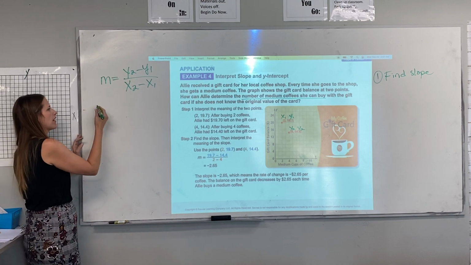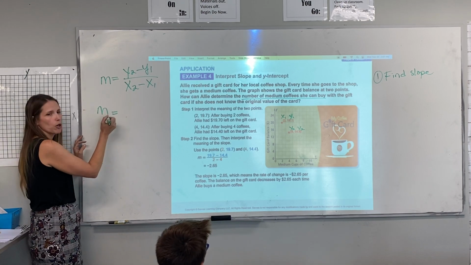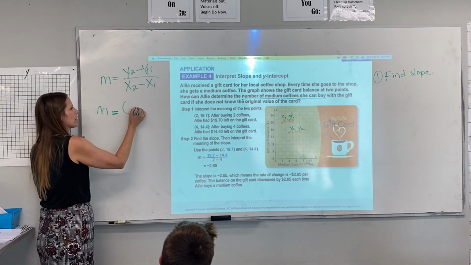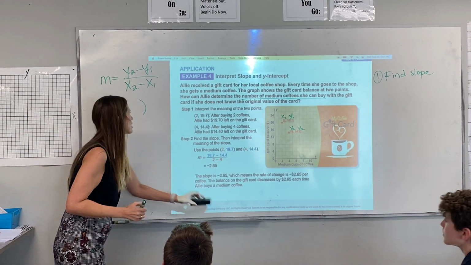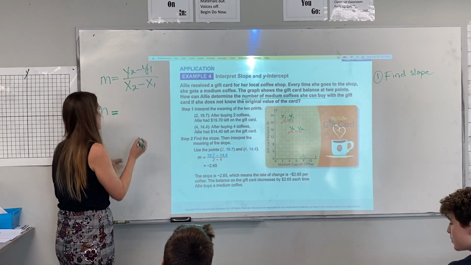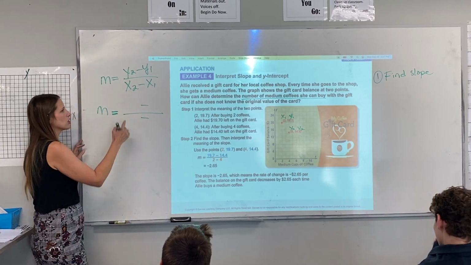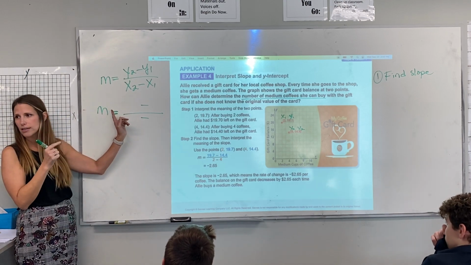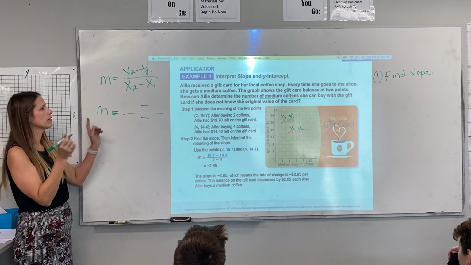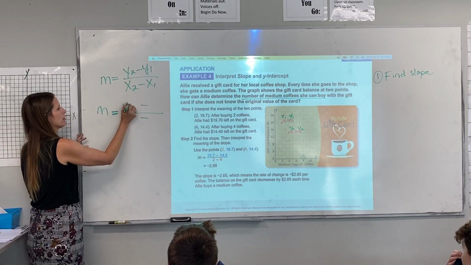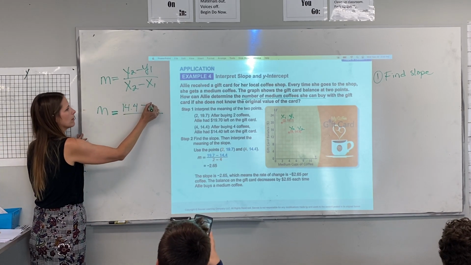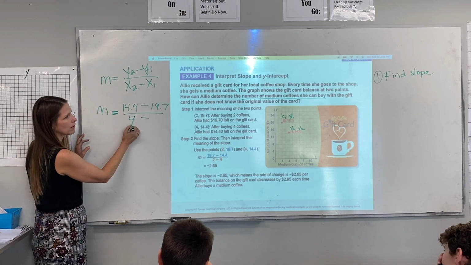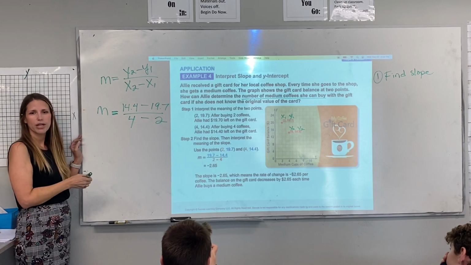Okay, so let's fill in our values here. Uh-oh, we've got decimal numbers, so I hope you guys are ready to get out your calculators, because I know I'm not doing that math in my head. Hey, guess what? Everything's positive, so I don't need parentheses. Can you guys fill in my values here? 14.4 is y2, 19.7 is y1, 4 is x2, and 2 is x1. Very good. Break out those calculators.